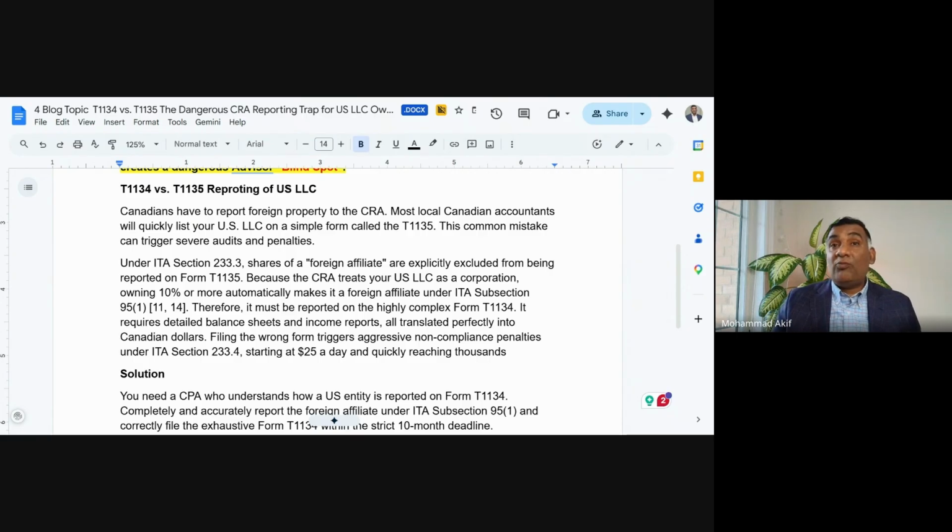The T1134 form is not a one-page form. It's a multiple-page, extensive form with a lot of questions and answers that you will not be aware of. Find somebody who can help you file this form and stay in compliance, not only on the Canadian side but also on the US side. If you have any questions, shoot us an email at info@akifcpa.com. We can gladly help you.